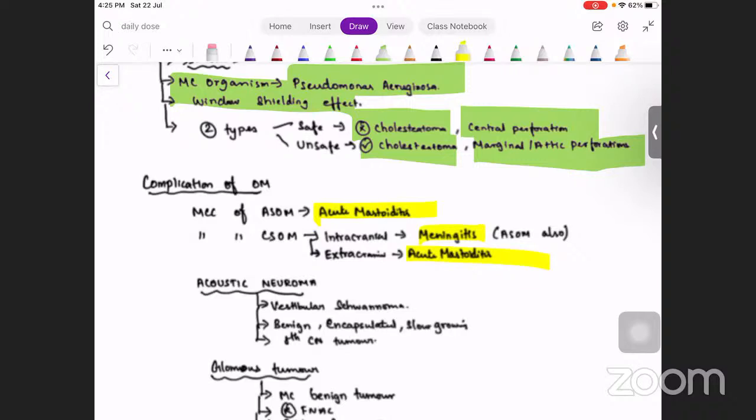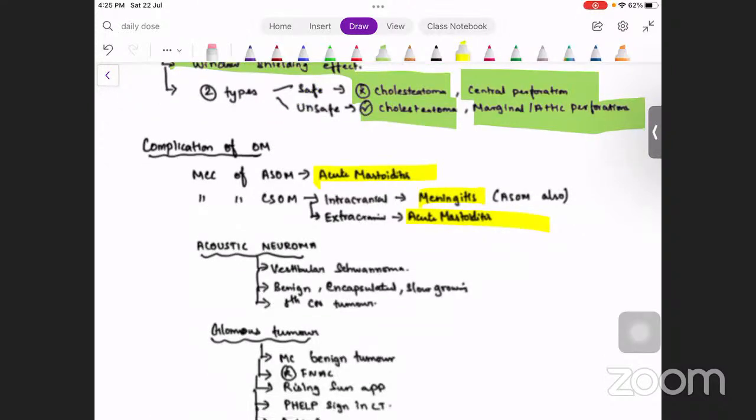Then you have an acoustic neuroma. So speaking about that acoustic neuroma, you have a vestibular schwannoma and a benign encapsulated slow-growing one. And acoustic neuroma is an eighth cranial nerve tumor.